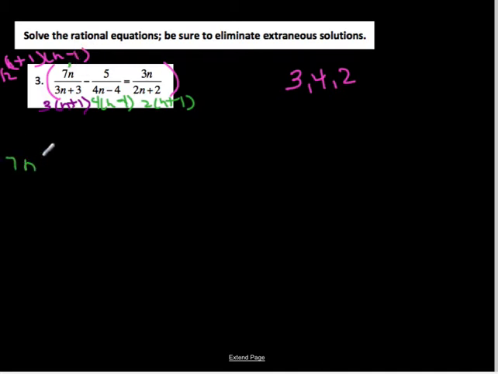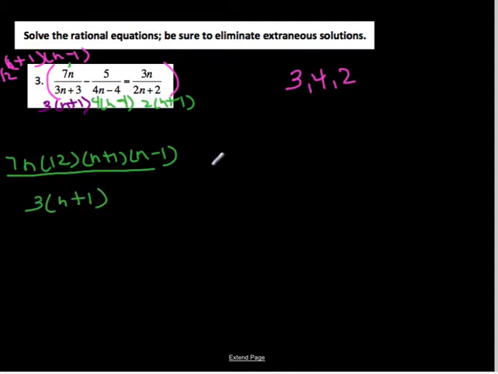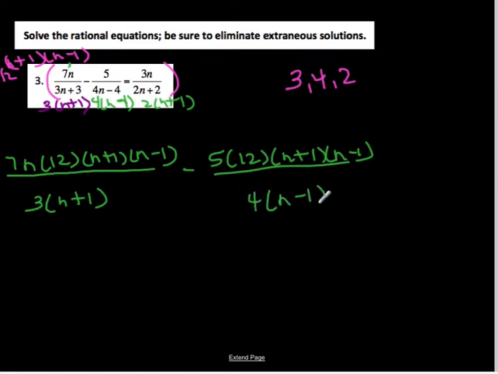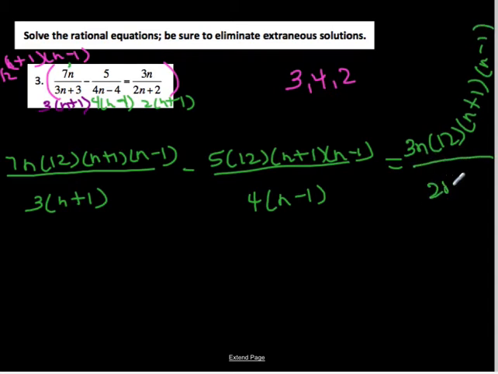So I would have 7n times 12 times n plus 1, n minus 1, all over 3 n plus 1 minus 5 times 12 times n plus 1 n minus 1 all over 4 n minus 1 is equal to, so I might get a little crowded, so I might have to write it sideways. So we have 3n times 12 times n plus 1 times n minus 1 all over my 2n plus 1. Okay, sorry, parentheses, 2n plus 1.